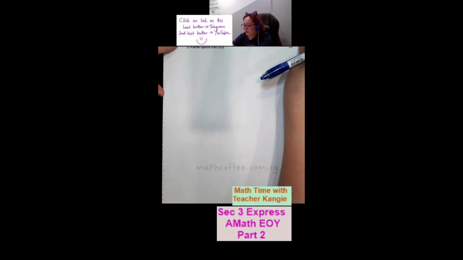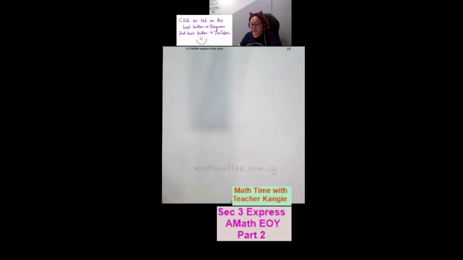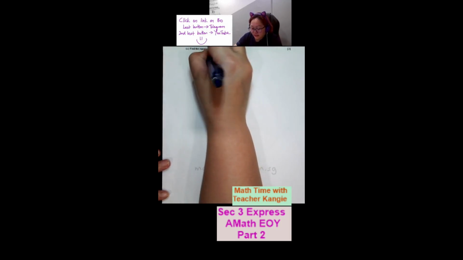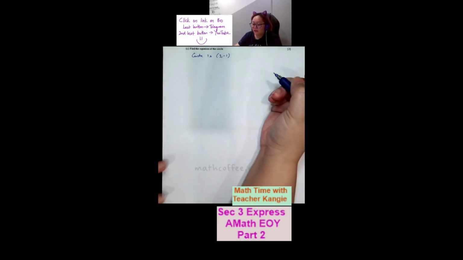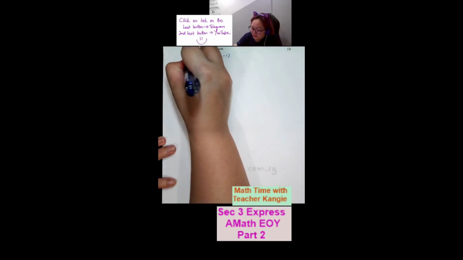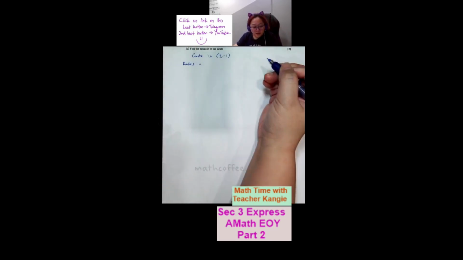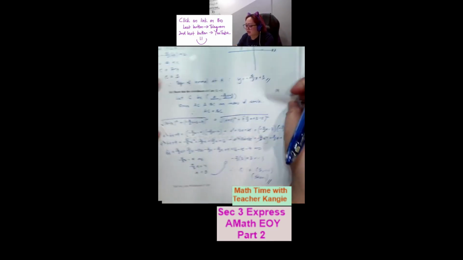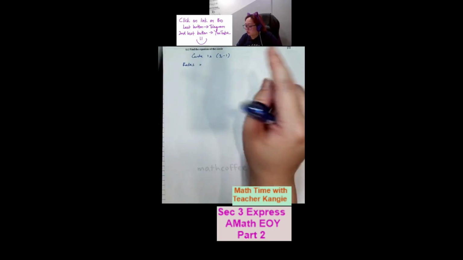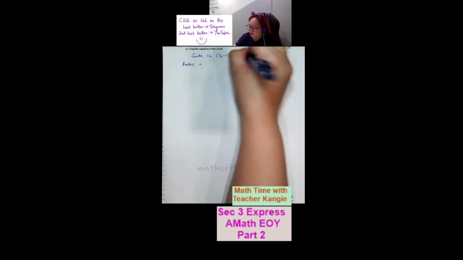Part C is very easy because they ask you to find the equation of the circle. We write out the center first. My center, we already know that it is 3 and negative 1. To find the equation of the circle, you need to find the radius as well. The radius is finding the length. So we can easily just use any one. You want to use AC, you want to use BC, also can. Okay, so I'm going to just use AC.